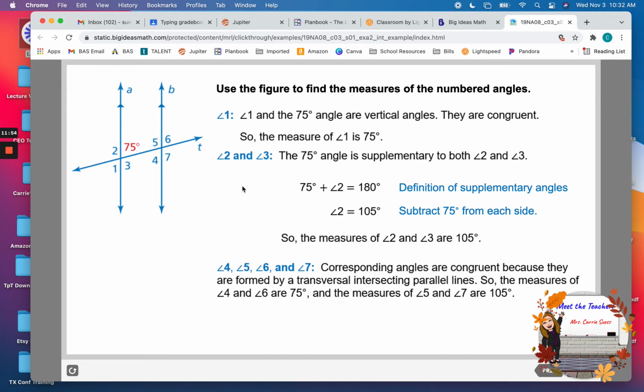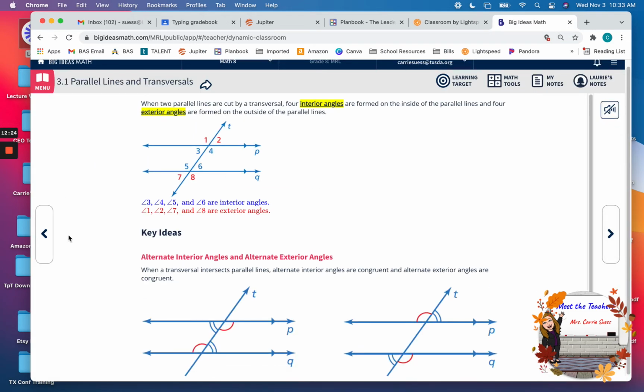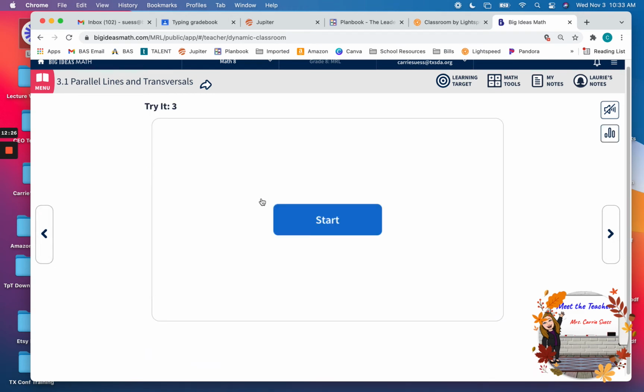No. Okay, so you know what a supplementary angle is. Say it. Adds to 180. You know what a vertical angle is. Means they're congruent. And they make the X. Okay? And you know what a corresponding angle is. It means it's in the same position on one railroad track compared to the other one. Good? All right, go do the next set of triads. Oh, it's just one. Do the one, try it.